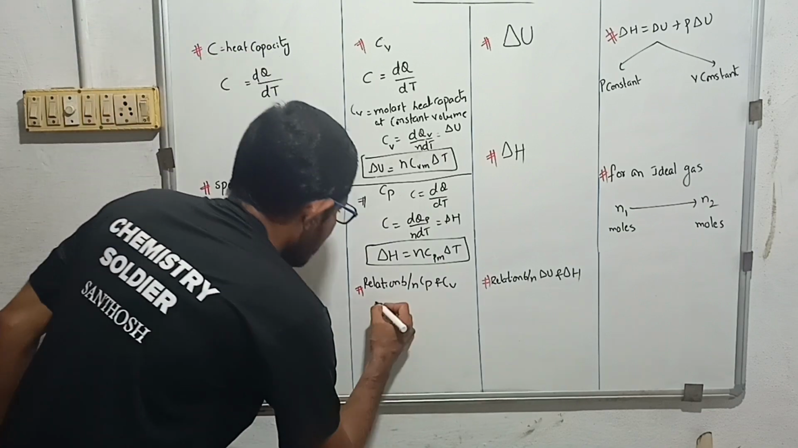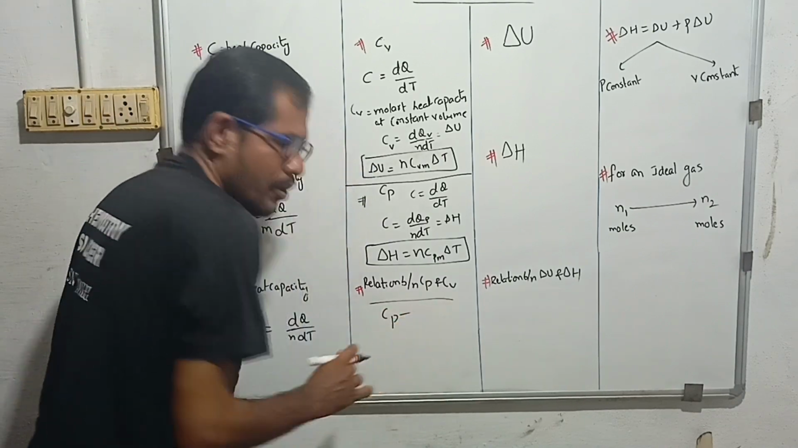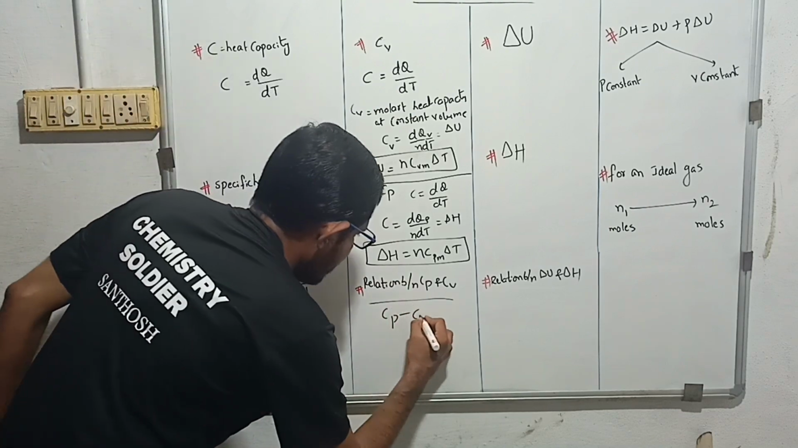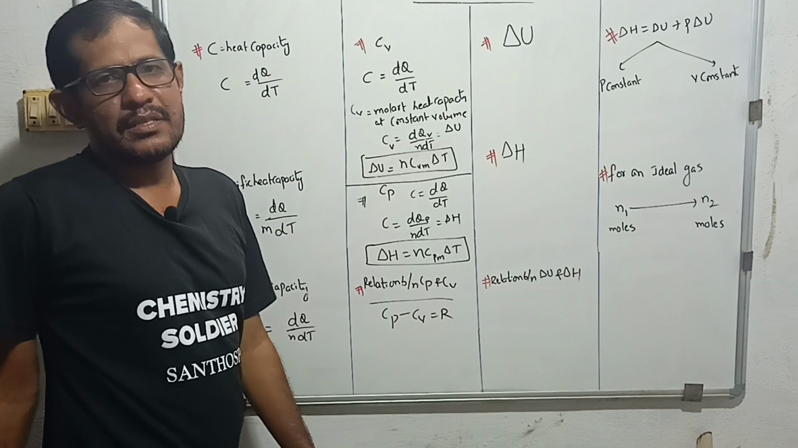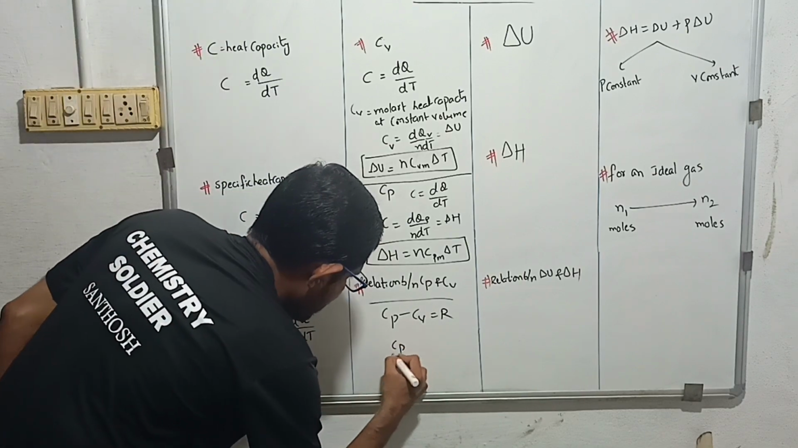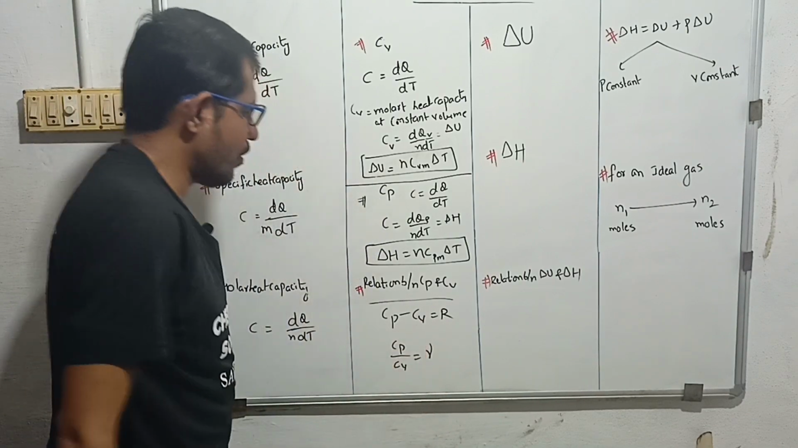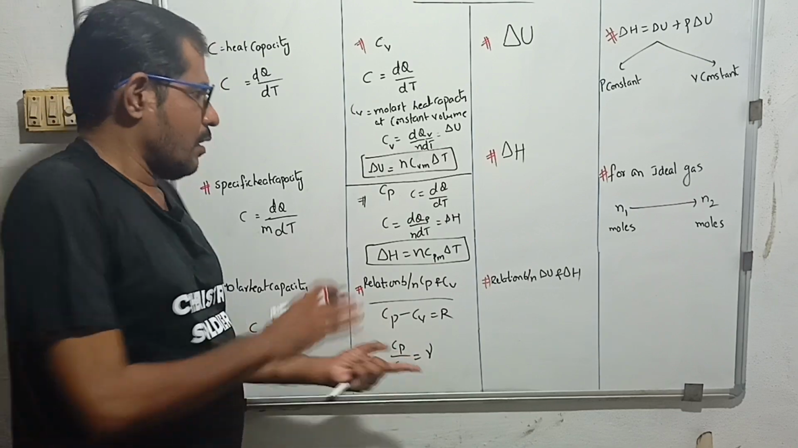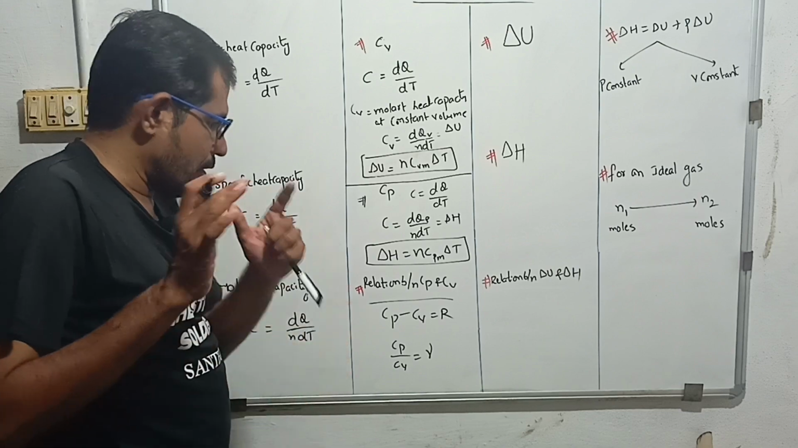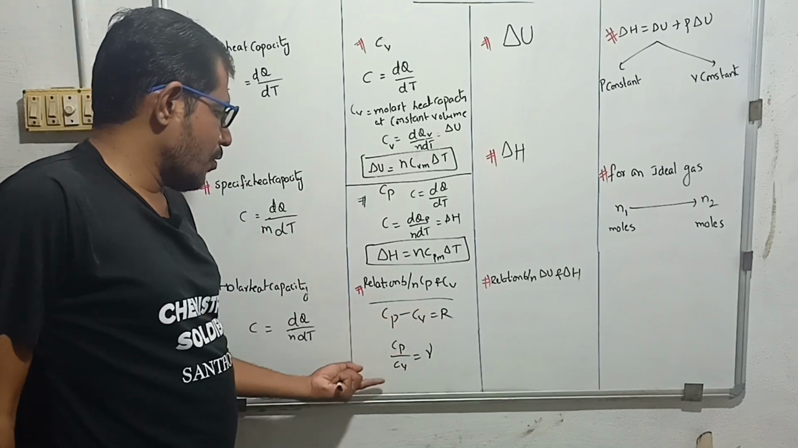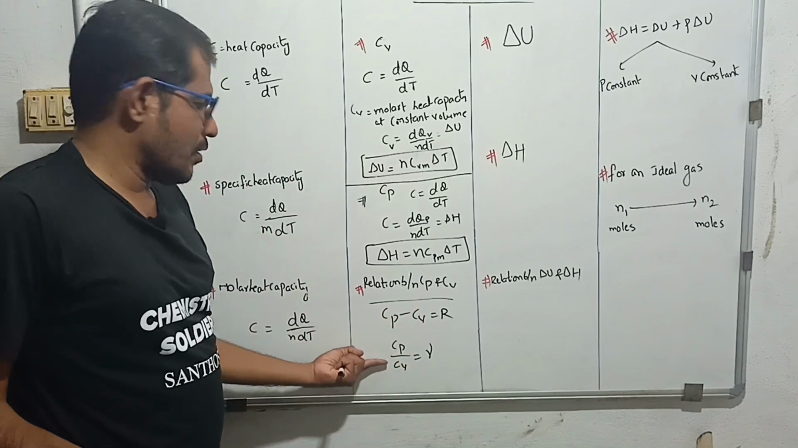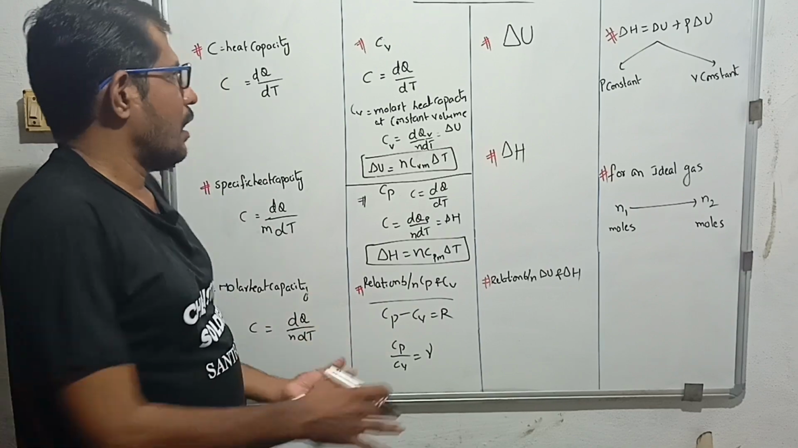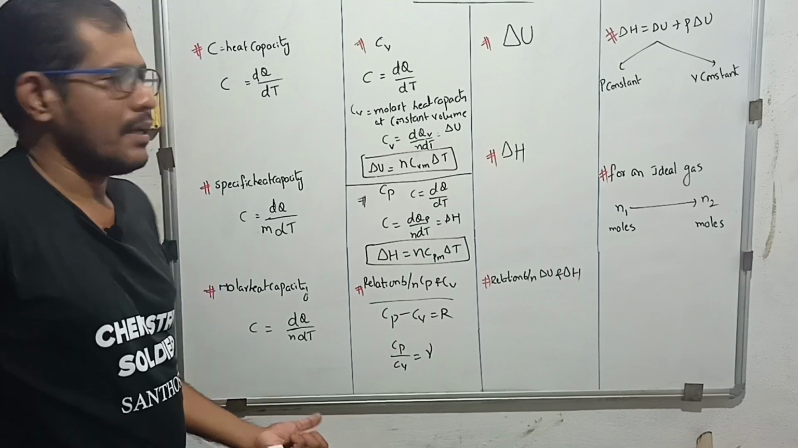Now, the relation between Cp and Cv I will explain next. First, just now I am writing Cp minus Cv equal to R, and Cp by Cv equal to gamma. How this comes and what gamma is, I will explain later. I don't want to complicate this now. For now, remember Cp minus Cv equal to R, and Cp by Cv equal to gamma. I think you are clear till here.